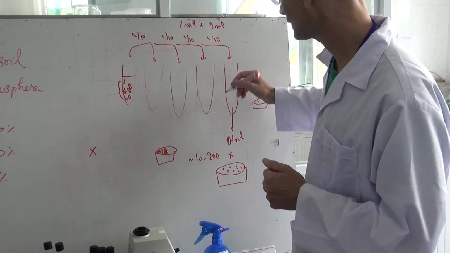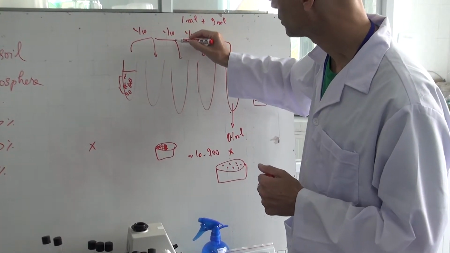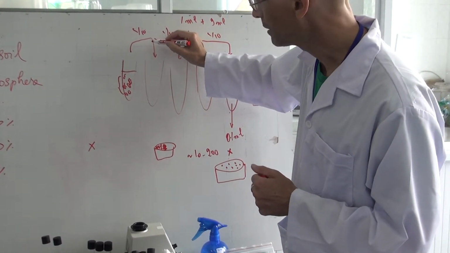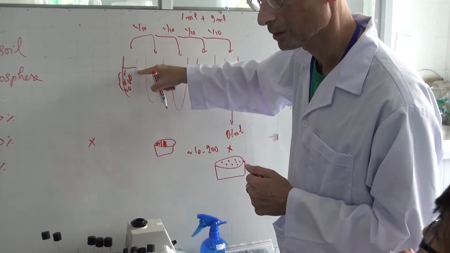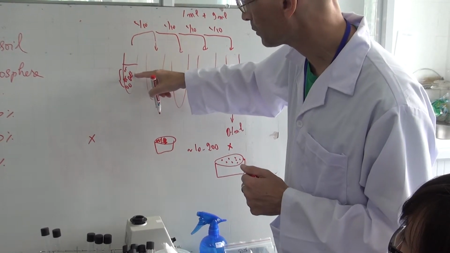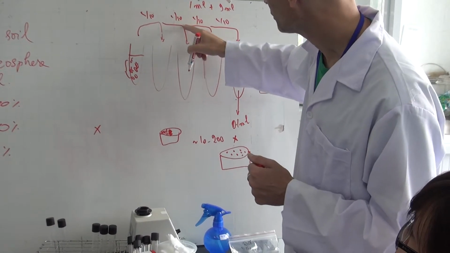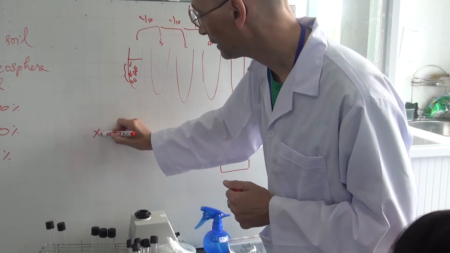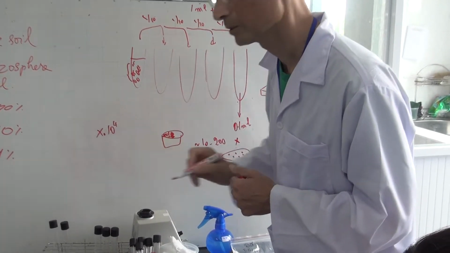were in our sample. Okay. So we had here 1, 2, 3, okay, 3 dilutions, plus this one as well. So the bacteria were diluted 1, 2, 3, 4 times, correct? Okay. So X times 10 to the power of 4.